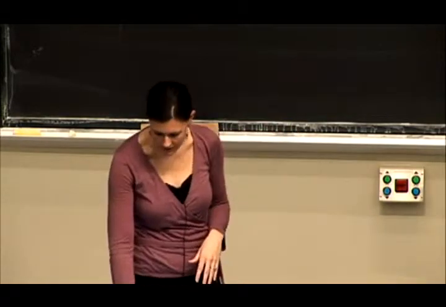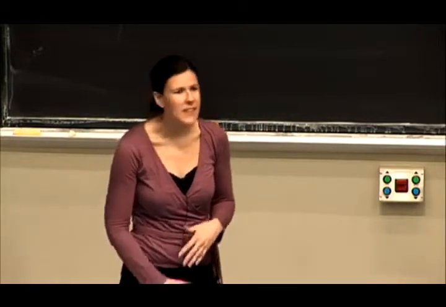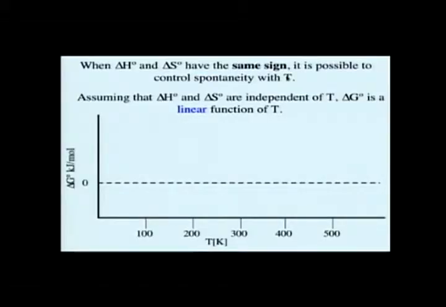temperature of the reaction. We can think about this graphically if we assume that delta H and delta S are independent of temperature, which is a good assumption to a first approximation. In this case, the delta G of the reaction is a linear function of the temperature. So we can go ahead and graph what we saw for the case of baking soda.